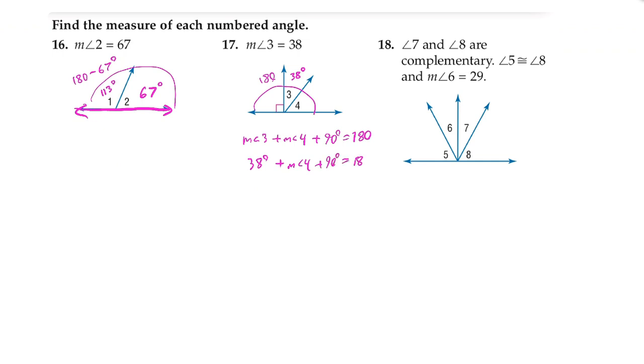So all we do is subtract all that stuff from both sides, and we get that the measure of angle 4 is, and 180 minus 90 is 90, minus the 38 leaves us with 52 degrees.